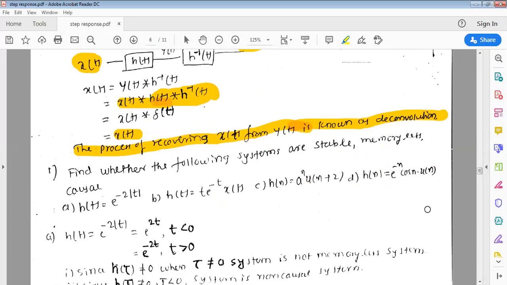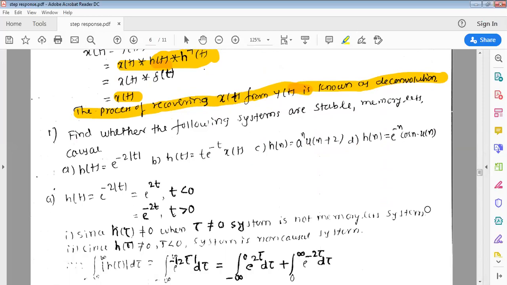Any doubt? Now, I'll take certain simple problems which will illustrate and test these properties. Find whether the following systems are stable, memoryless, and causal. Let us take the first example, e power minus 2 mod of t.